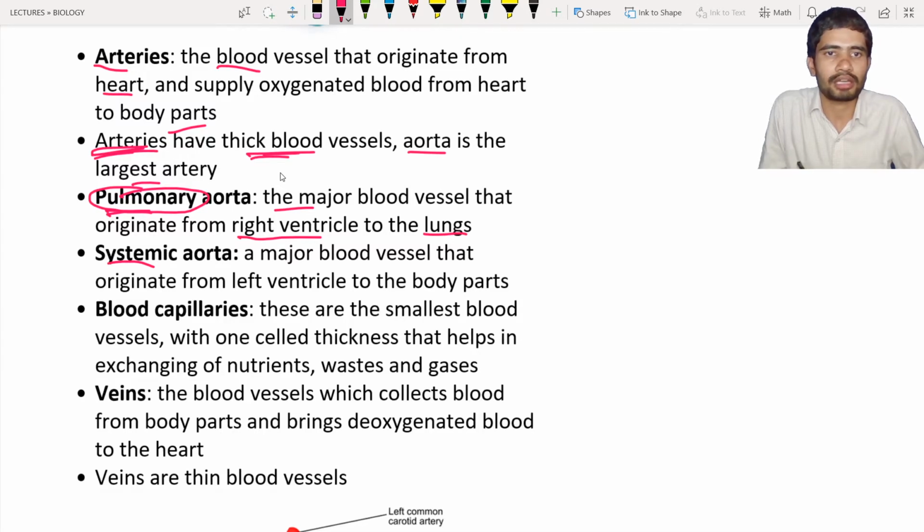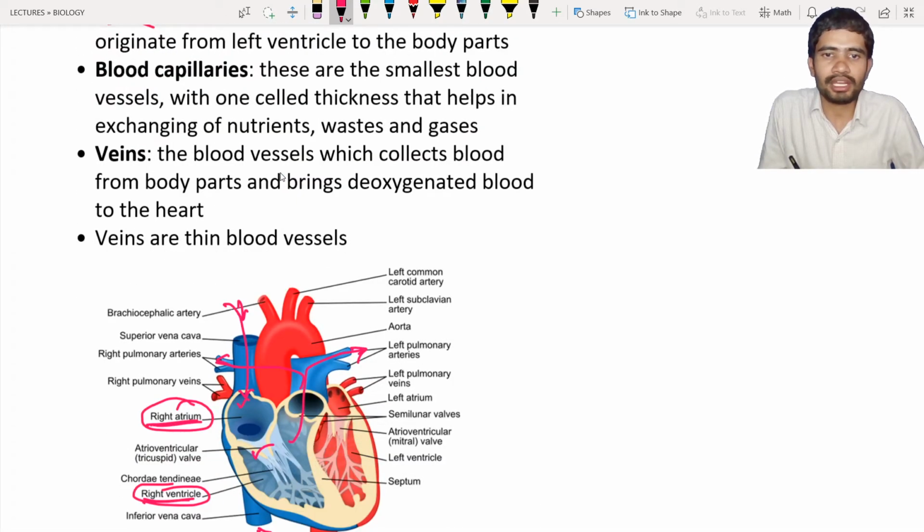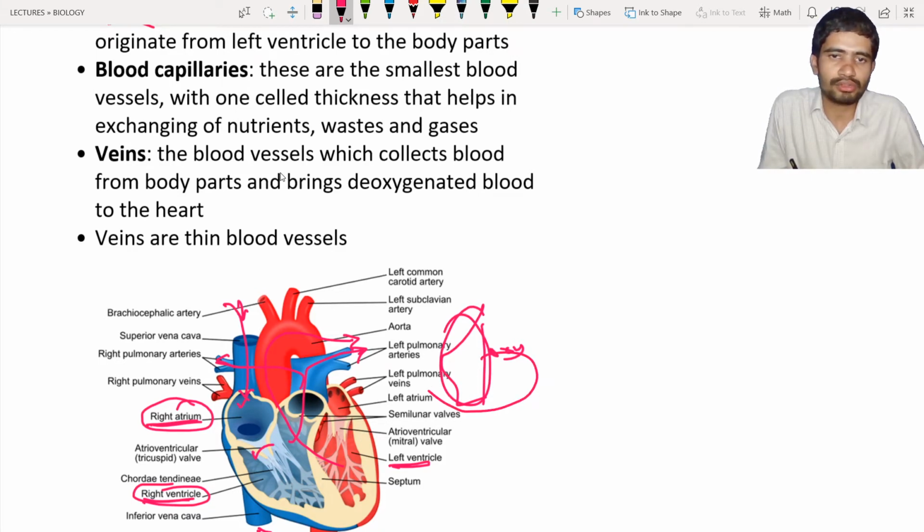Next is the systemic aorta. Here you can see from the left ventricle there is a pumping of oxygenated blood through this blood vessel, which is known as the systemic aorta or aorta. This aorta is going to carry oxygenated blood. Just now we have seen the blood is pumped to the right and left lung. Here will be the lungs, and from the lungs the blood is received by the heart.